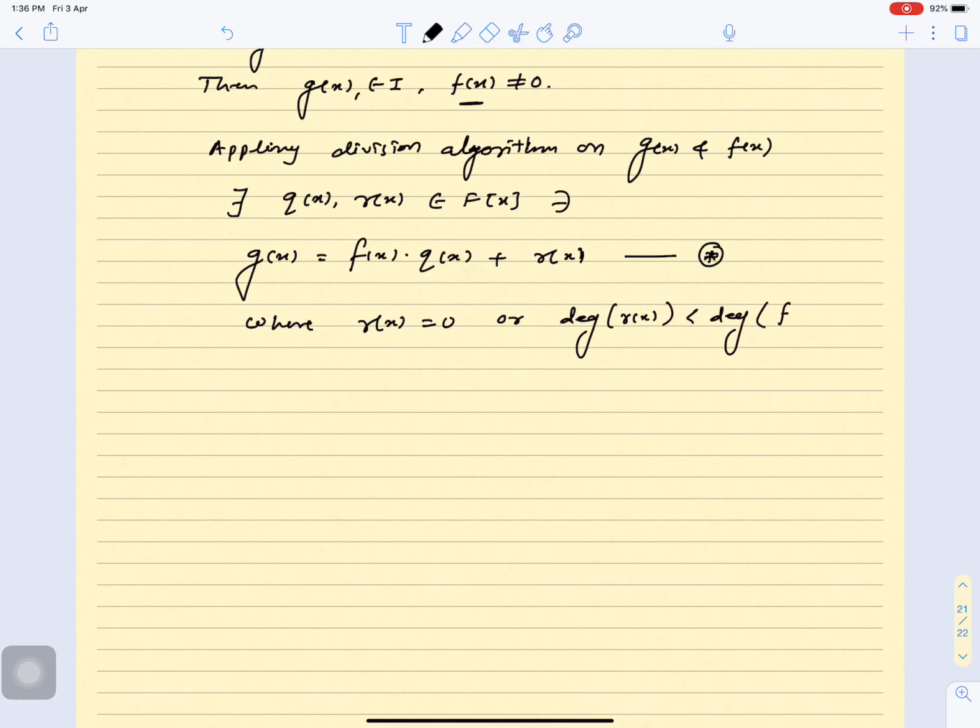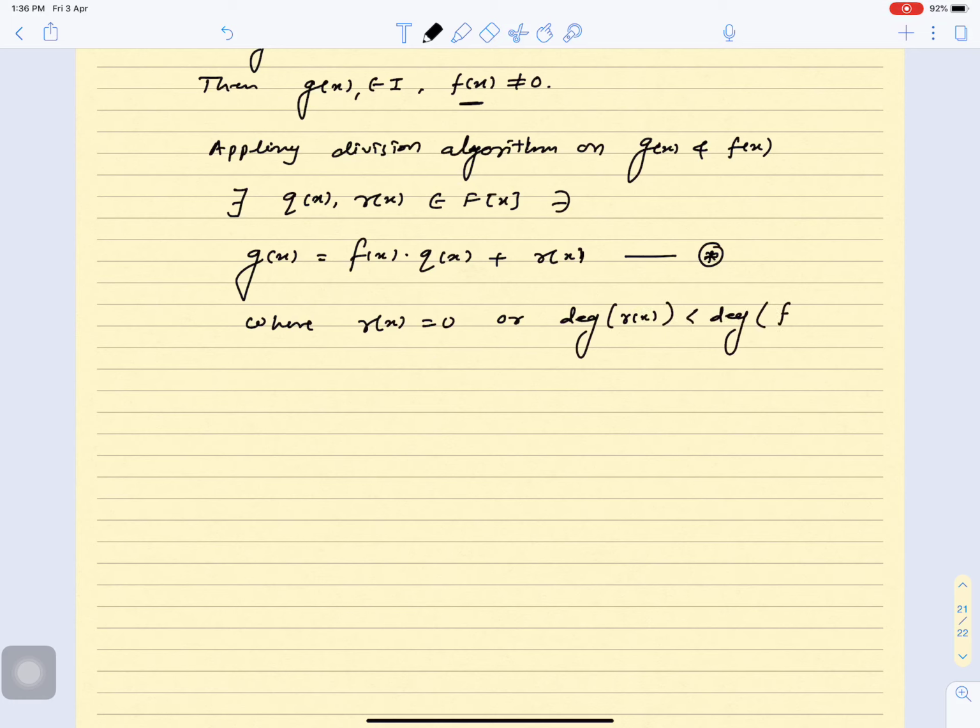It is an element of the ideal generated by f(x). So what we have proved is that g(x) belongs to the ideal generated by f(x). So therefore g(x) is any element of I, and now it is a part of this. So hence I is the ideal generated by f(x).